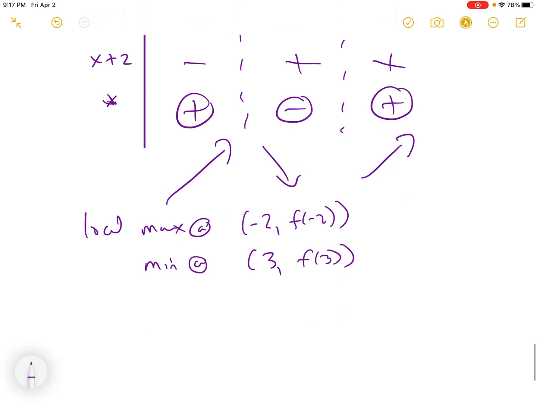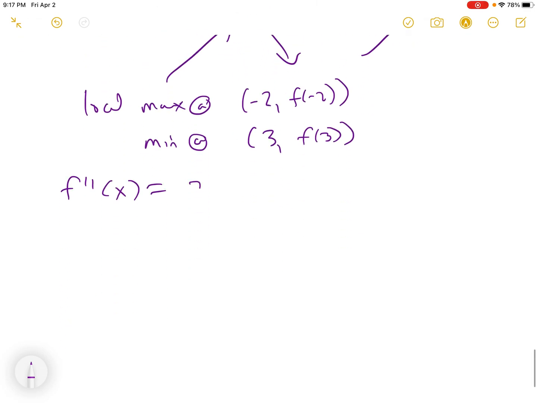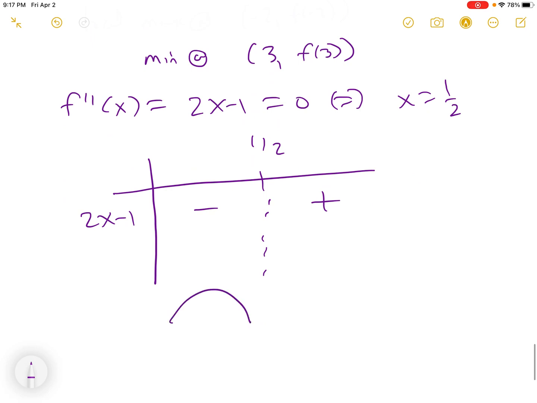All right, now let's do the second derivative. f double prime is 2x minus 1, and this equals 0 if and only if x equals 1/2. So we have an inflection point at 1/2, and this function is concave down from minus infinity to 1/2, and concave up after. So there's an inflection point at x equals 1/2, f of 1/2.